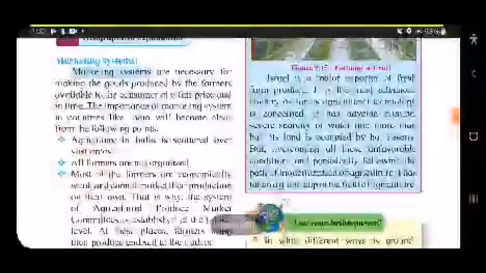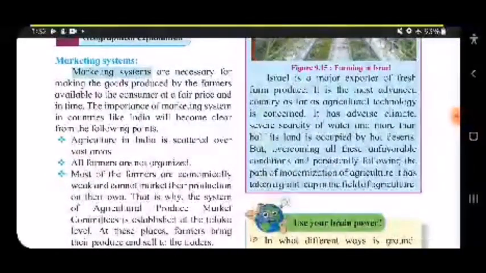Next, let us move on to marketing systems. Marketing systems are necessary for making the goods produced by the farmers available to the consumers at a fair price and in time. We should give a fair price that people can also buy. If you keep the price high, what will happen? The things you want to sell will remain and won't be sold. So you should give a fair price.